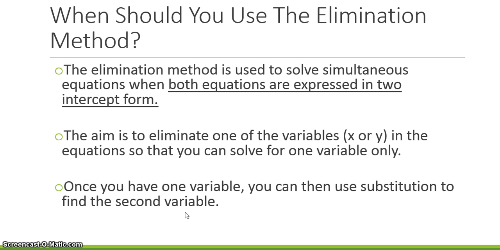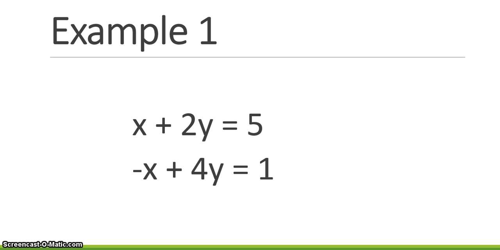Let's look at a couple of examples and see how this method works. We'll start with some easier ones to begin with. Let's look at this first example. x plus 2y is equal to 5. Negative x plus 4y is equal to 1.